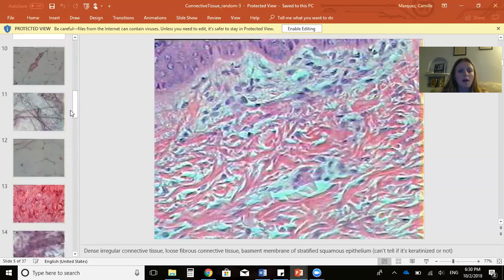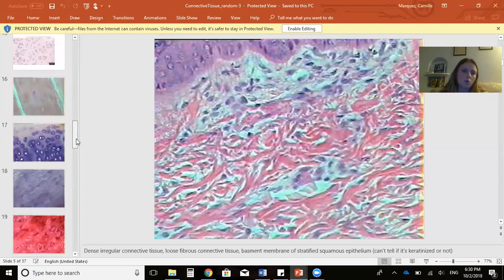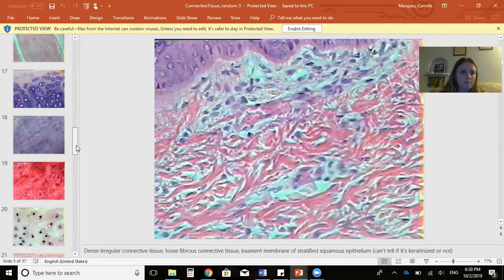But if you were getting a mast cell, it would be in your loose fibrous connective tissue, and a mast cell is bigger than your fibroblast. So if you had them, you'd be able to compare them.